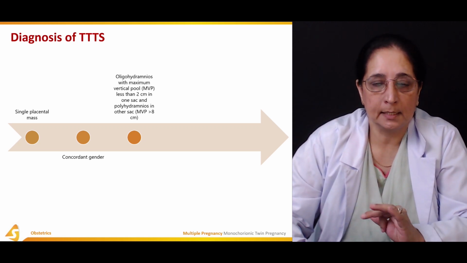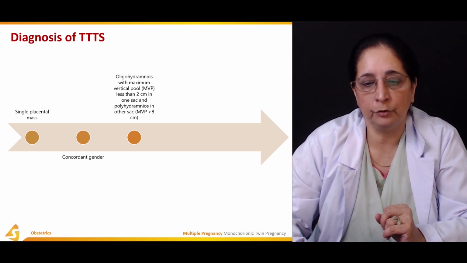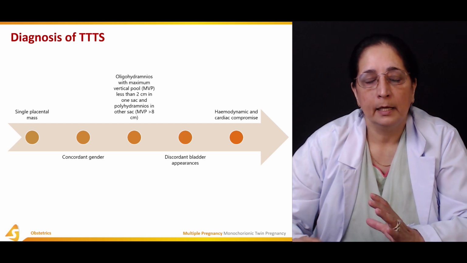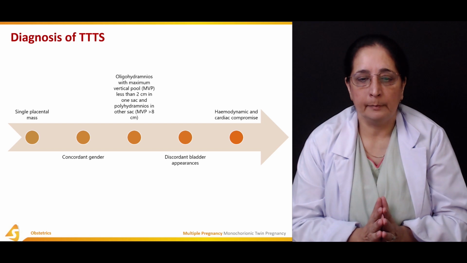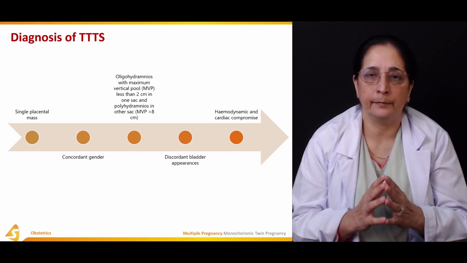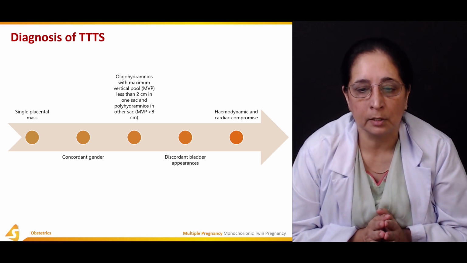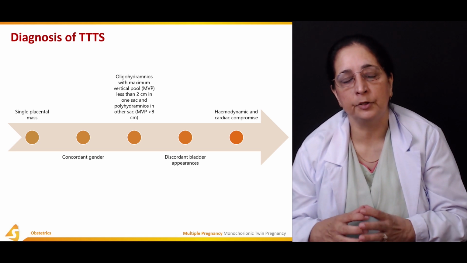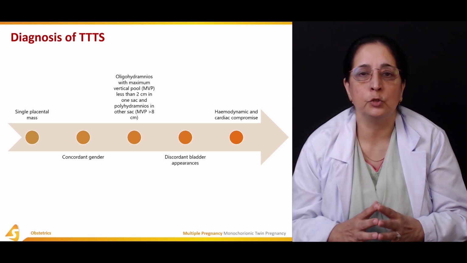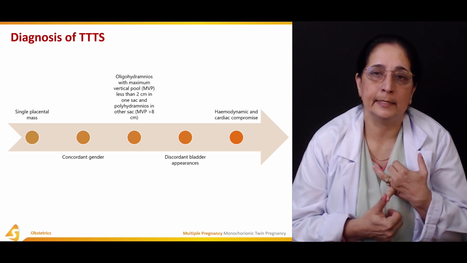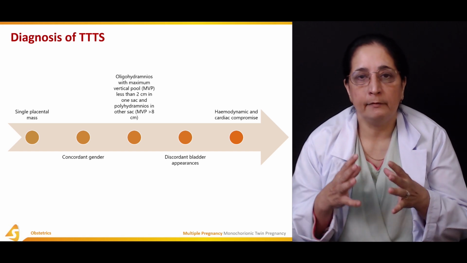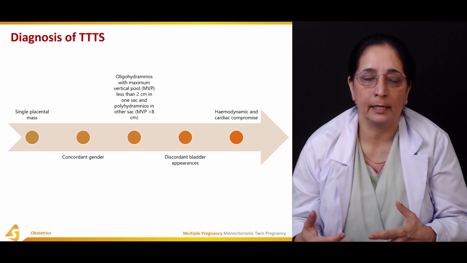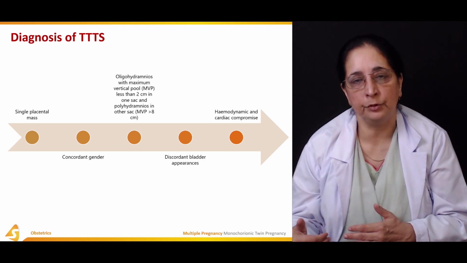Discordant bladder appearance is present in this transfusion syndrome. And then we have hemodynamic and cardiac compromise, usually with the discordant bladder appearances. So the bladders are different, sometimes totally absent also. So these are some features which are used for the diagnosis of twin-to-twin transfusion syndrome: single placenta mass, concordant gender, discordant bladder appearance, and abnormalities of hemodynamic and cardiac compromise as a result of transfusion syndrome.